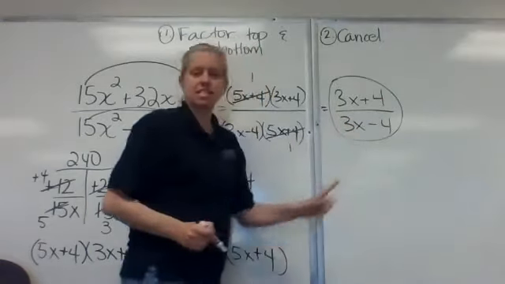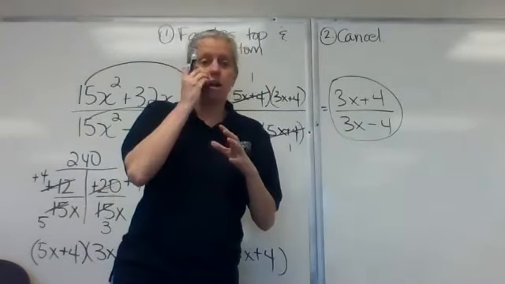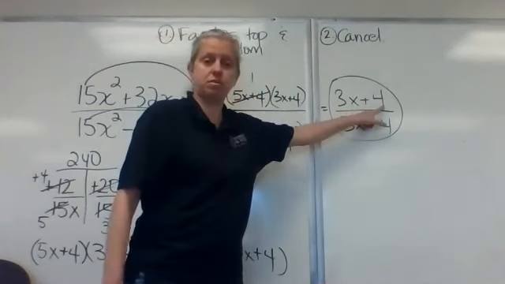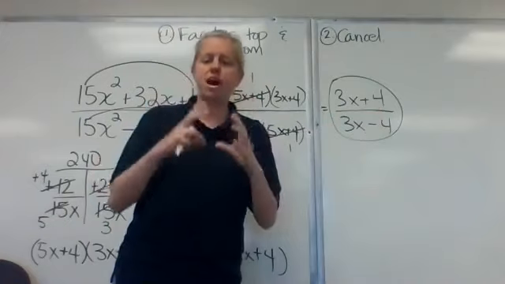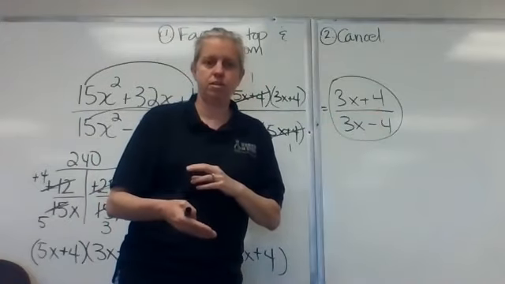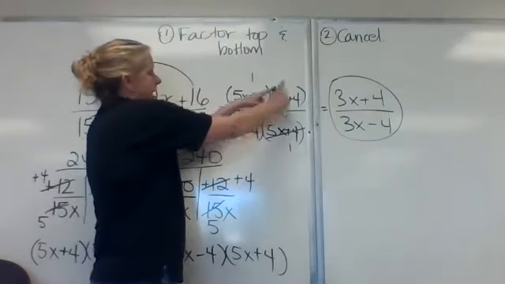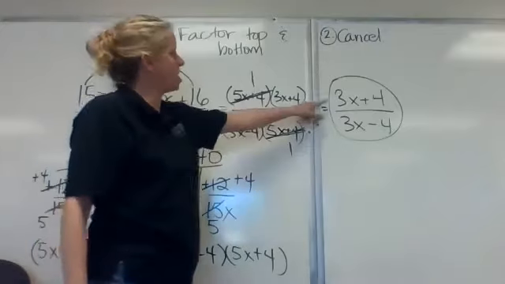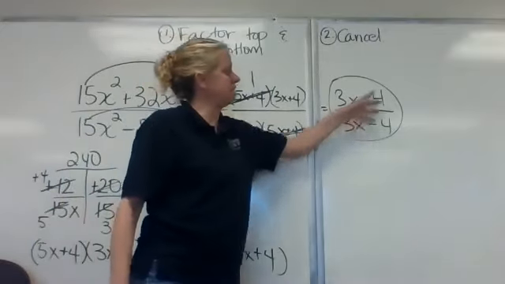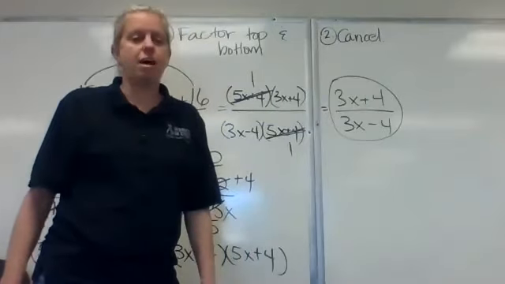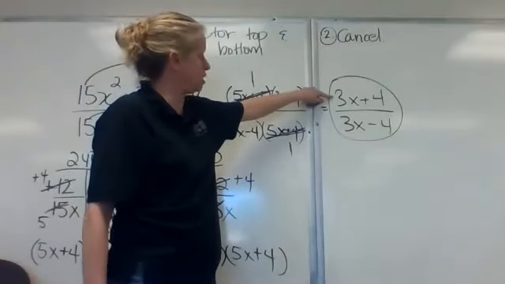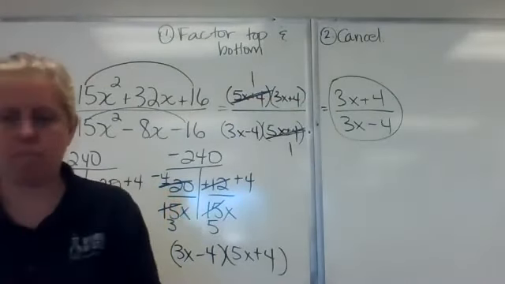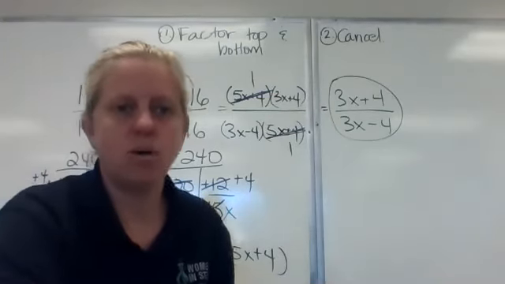Now remember, those 3x's can't cancel because they're not factored. If you have a plus or a minus separating you from the next number, that means you are not a factor and you cannot cancel. You have to be multiplied times something else fully to be able to do that. Since these 3x's have a plus and a minus separating them from the next number, that means they can't cancel. So that's why you have 3x plus 4 in the top and 3x minus 4 in the bottom. Okay? So we are going to stop.